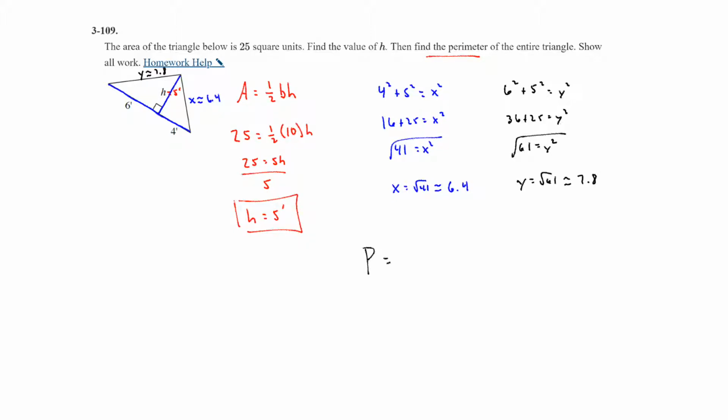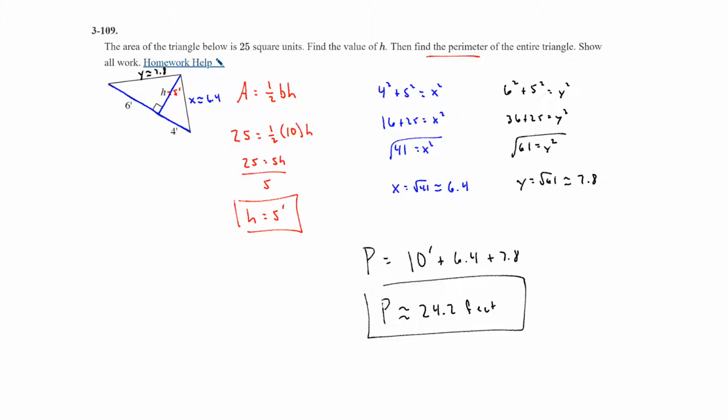So to find the perimeter, we're going to take the 6 plus 4 on the bottom, or the 10 feet, plus the two approximations, 6.4 plus 7.8. And if we add that up, what will we get? 24.2. Now, because we approximated the two answers, the perimeter will be approximately 24.2 feet. And once again, the reason it's an approximation is because we approximated the side lengths of the triangle as well.